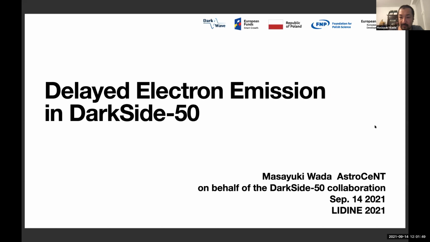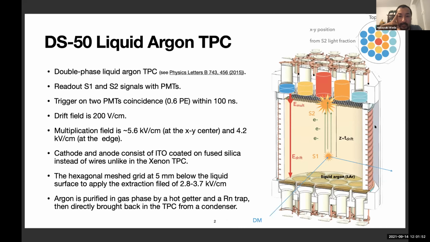Here is the schematic of the DarkSide-50 liquid argon TPC, and I put some details related to this talk. First of all, DarkSide-50 is a double phase liquid argon TPC, read out only by PMTs, for the light S1 and S2. We use a trigger on two PMTs to lower the threshold. And we have a drift field of 200 V per centimeter.